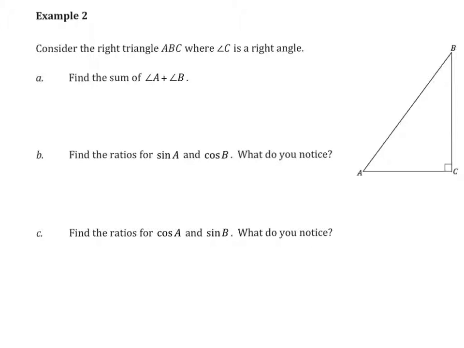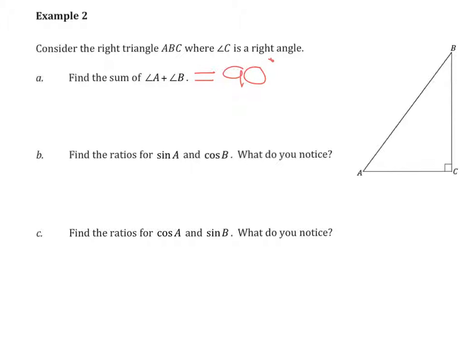Okay, so for example 2, we're going to consider right triangle ABC where angle C is the right angle, so that means across from it is the hypotenuse, and we want to find the sum of angle A plus angle B. We know that to equal 90 degrees because of that property that we learned early on in this course. Find the ratios for sine of A and cosine of B.